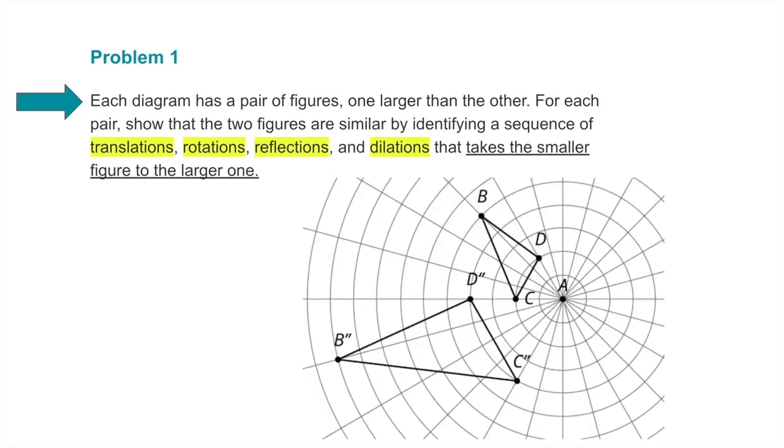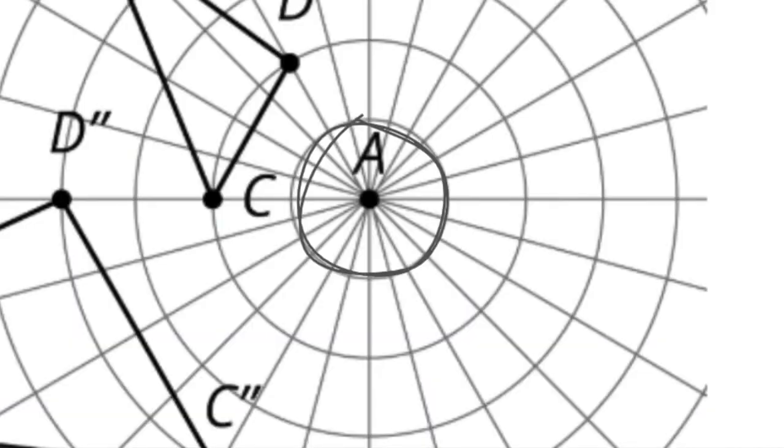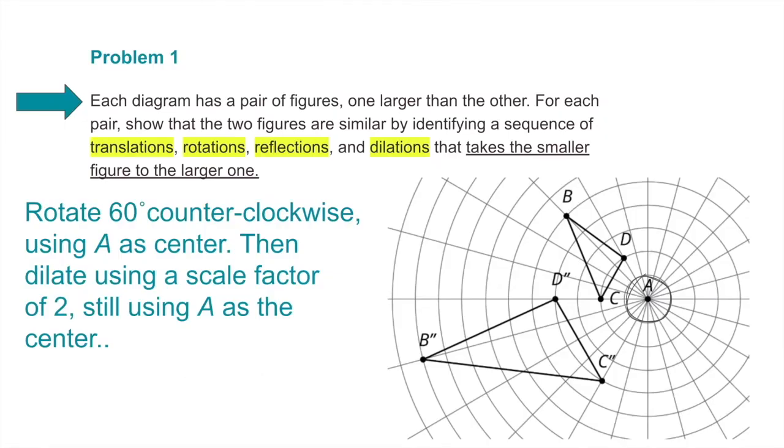For this diagram, we have triangle BCD and its corresponding triangle. Rotate 60 degrees counterclockwise using A as center. Here's a look at point A. After rotating 60 degrees counterclockwise using A as center, then dilate using a scale factor of 2, still using A as the center. From point B to point D, it's 3 units, and the corresponding triangle point B to point D is 6 units. The side length doubled from 3 units to 6 units. That's a scale factor of 2.